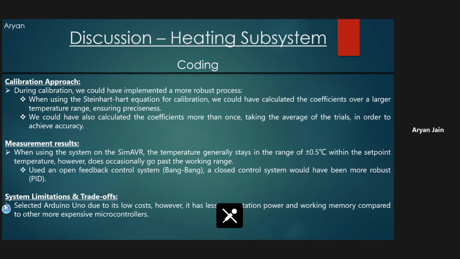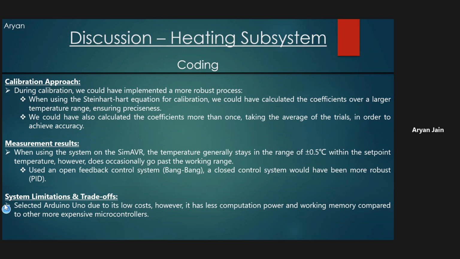In terms of the coding for the heating subsystem, we could have improved in many places. For example, during our calibration process, we only used 3 temperature readings for calculation across a 15 degrees Celsius range. We could have used a larger range in order to ensure that the coefficients that were calculated would be suitable for all the temperatures. In terms of our measurement results, it was generally very accurate.